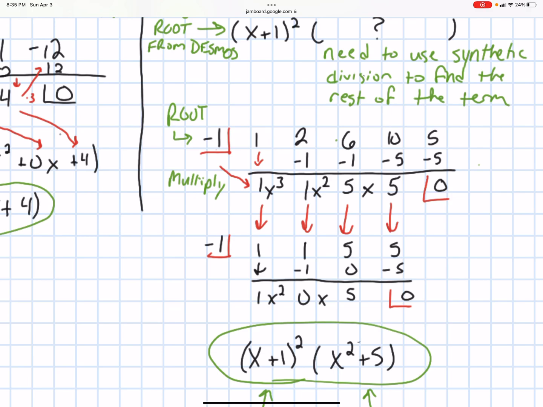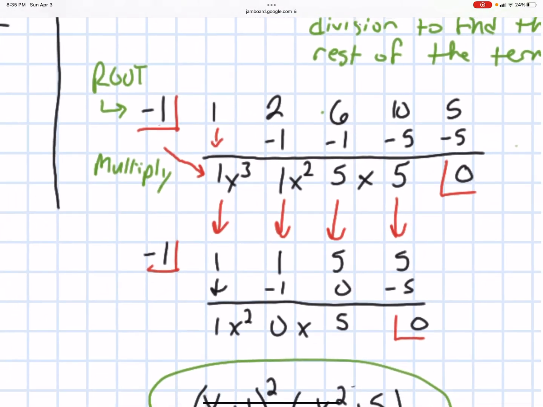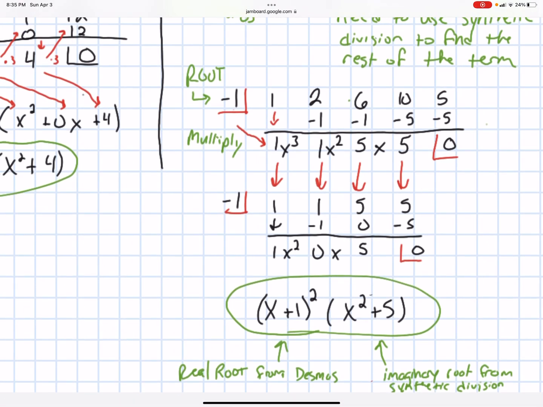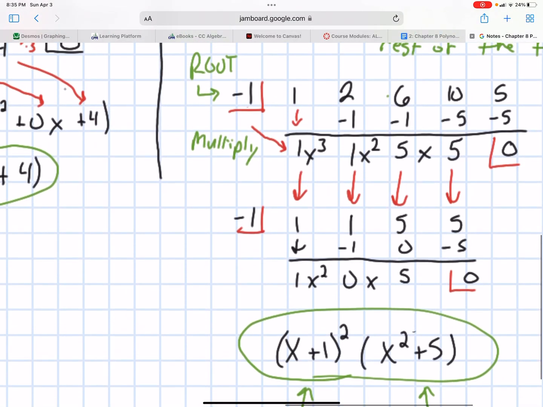So you see, once we took out this first -1, we ended up with this right here, this x cubed plus x squared plus 5x plus 5, okay? And again, that just became our next line once we decide we want to take out -1 again, right? We took it out once. We're going to take it out again. We're left with 1, 0, 5. So that ends up being x squared plus 5.